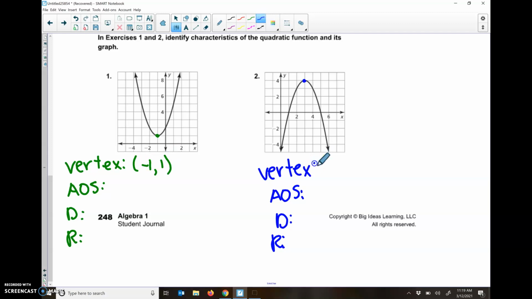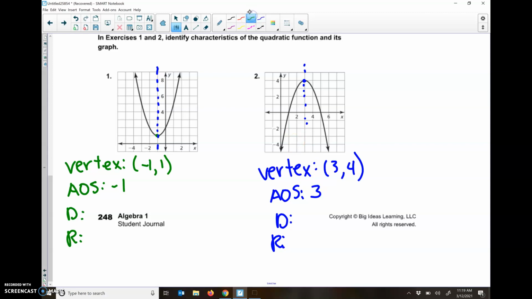For number 2, our vertex would be over 3, up 4, so 3, 4. Okay. Then axis of symmetry, if you remember, is kind of the imaginary line that divides the graph in half. So kind of that x point there. The axis of symmetry we already found when we found the vertex. The axis of symmetry for number 1 is -1. That's where the graph gets divided in half. And then the axis of symmetry for number 2 is 3, because that's where that line goes in half.